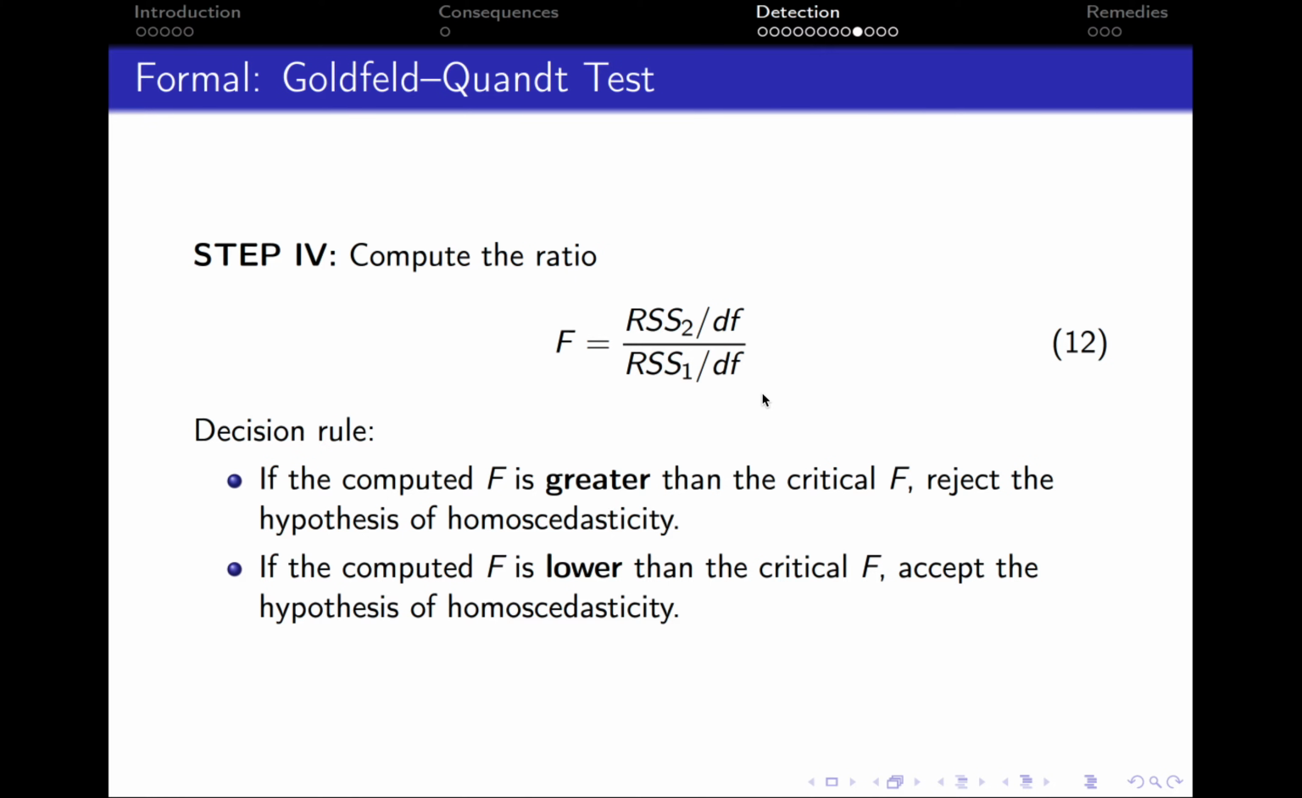And the decision rule is the following. If the estimated F statistic is greater than the critical F statistic, which we take from the F distribution table, then we reject the hypothesis of homoscedasticity. So we say that our residuals are heteroscedastic. However, if the estimated F statistic is lower than the critical one from the table, then we accept the hypothesis of homoscedasticity. So we say that our residuals are homoscedastic.